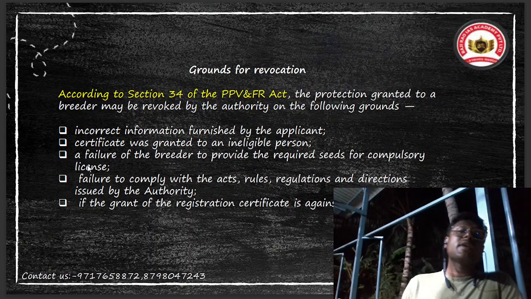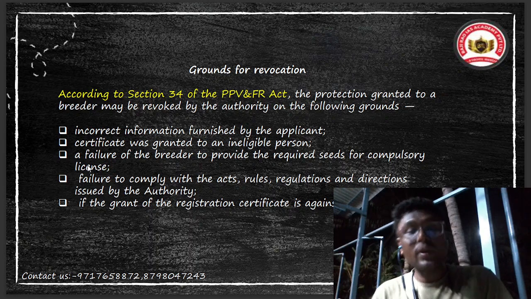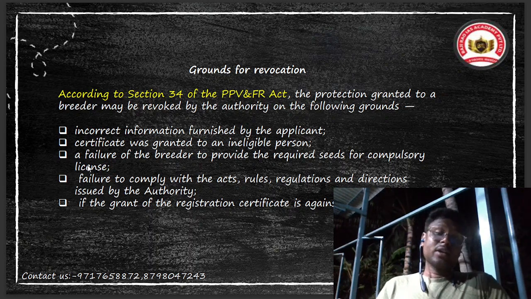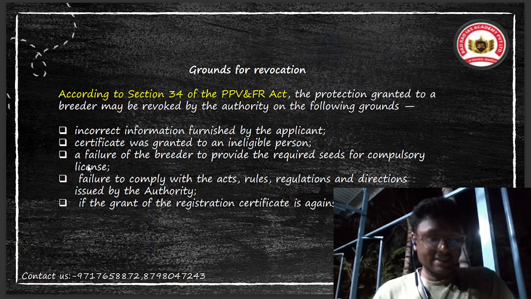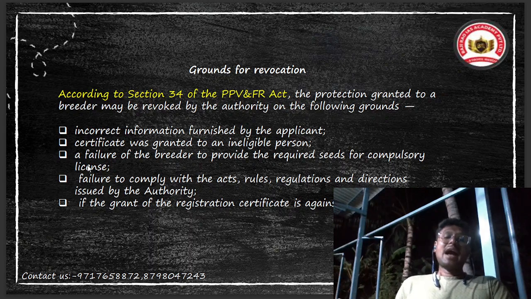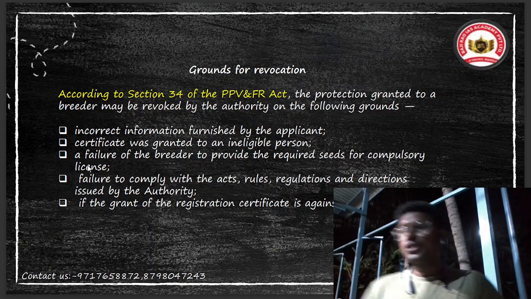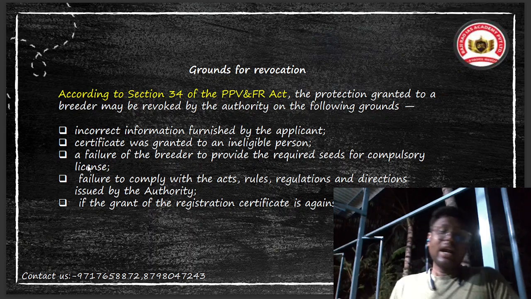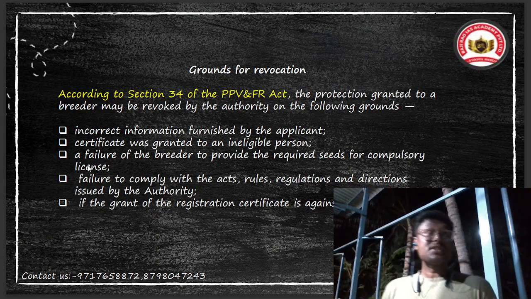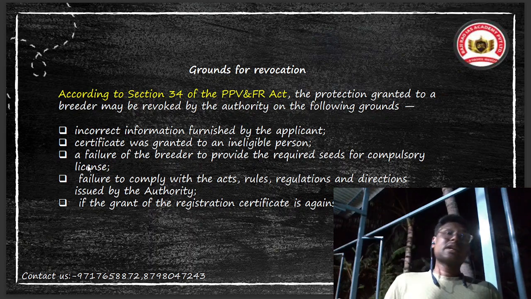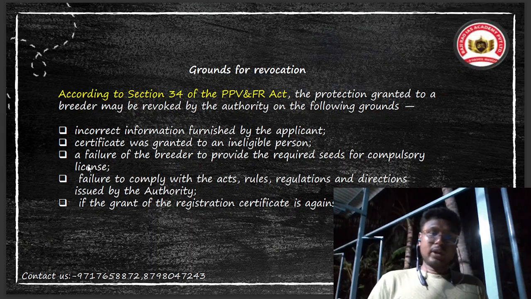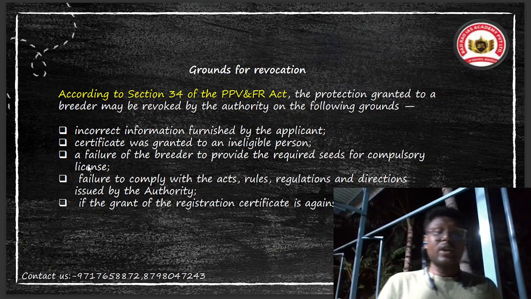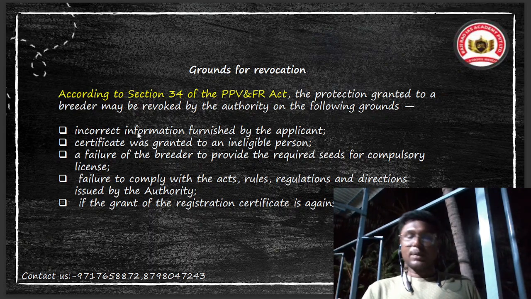The other grounds are: the certificate was granted to an ineligible person, and a failure of the breeder to provide the required seeds for compulsory license. A failure to comply with the Act's rules, regulations and directions issued by the authority. If the grant of the registration certificate is against the public interest. These are the grounds on which a certificate granted can be revoked. Okay, guys. So the PepsiCo certificate has been revoked on the first ground, incorrect information furnished by the applicant.